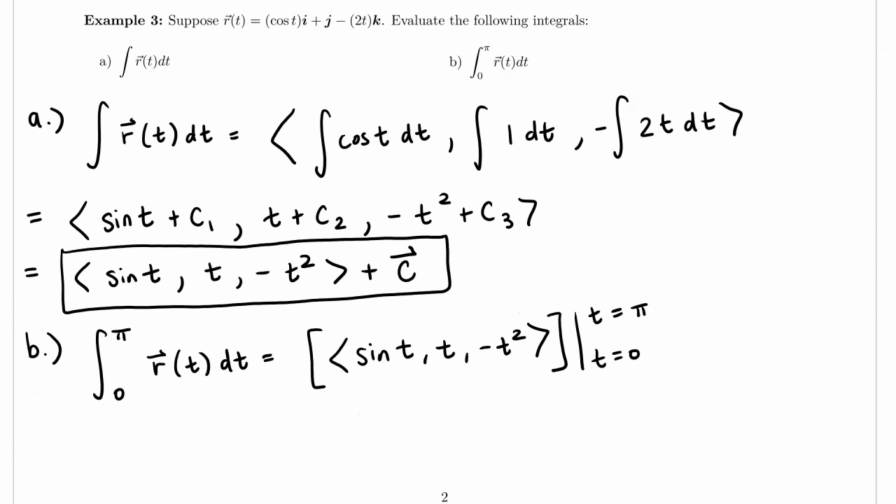All right, so in part B, we're taking the definite integral, and since we already did the indefinite integral in part A, I've just copied down that vector, and this works very similarly to the integration of real valued functions. Now I'm just going to plug in pi and 0, just like we would with a normal integral. Now our answer is just going to be a vector as a final answer.